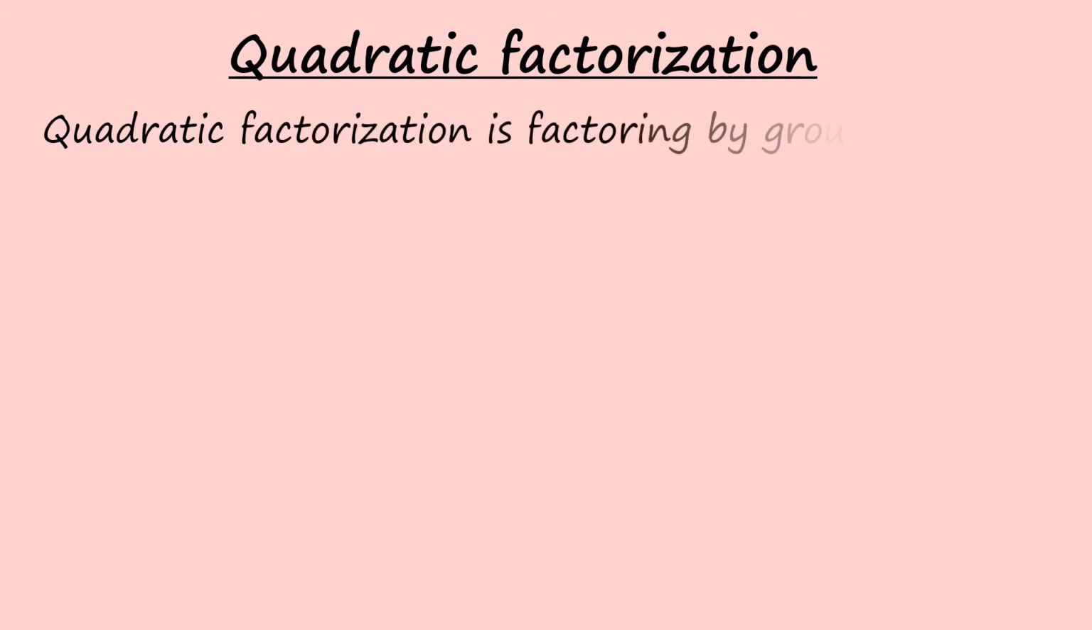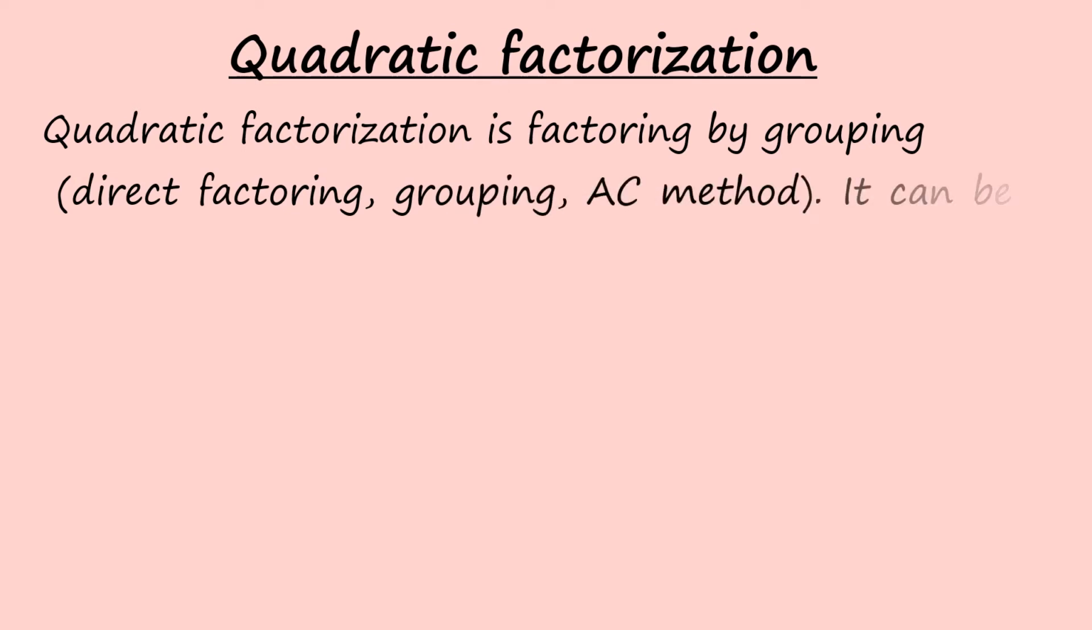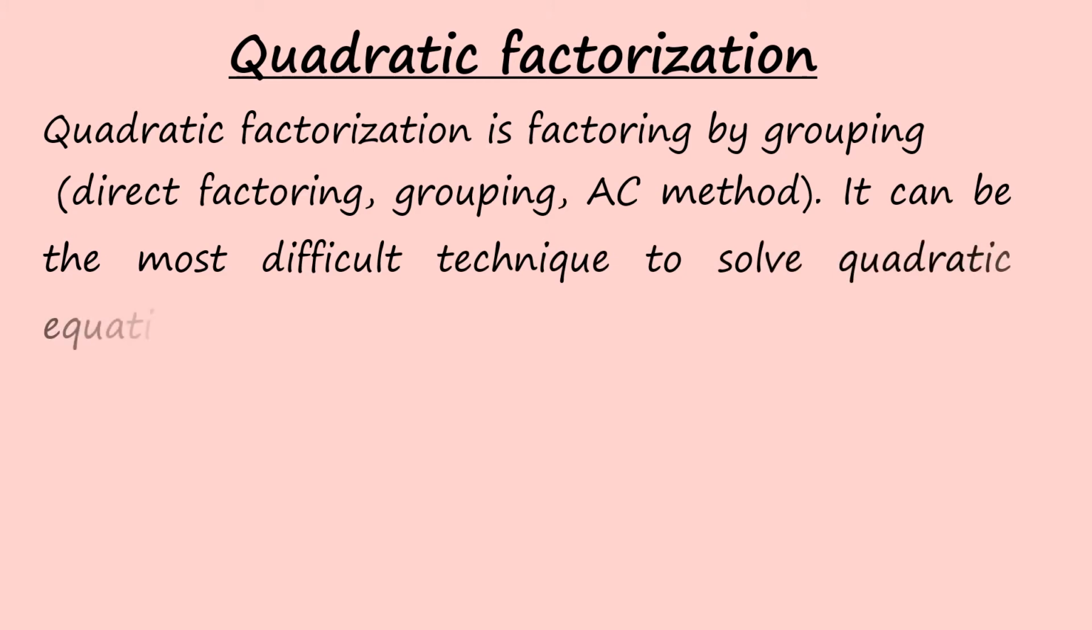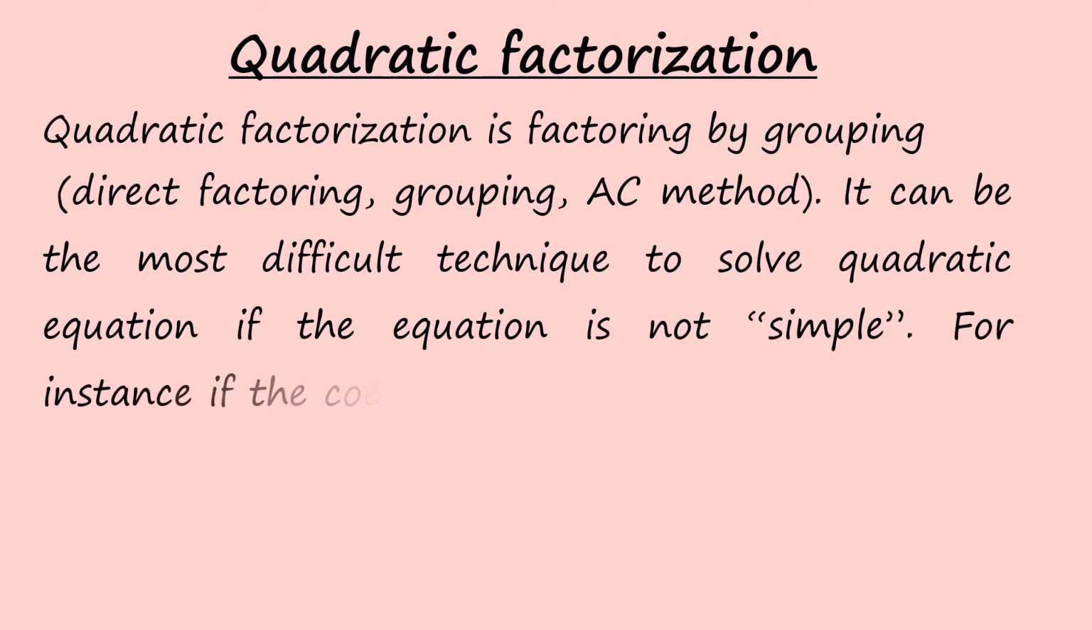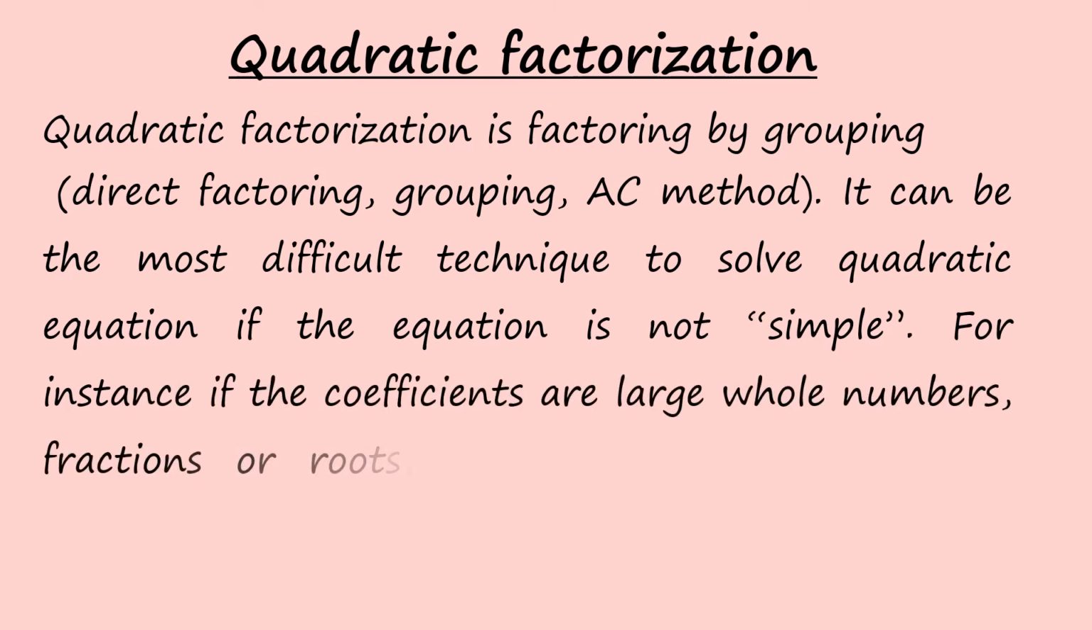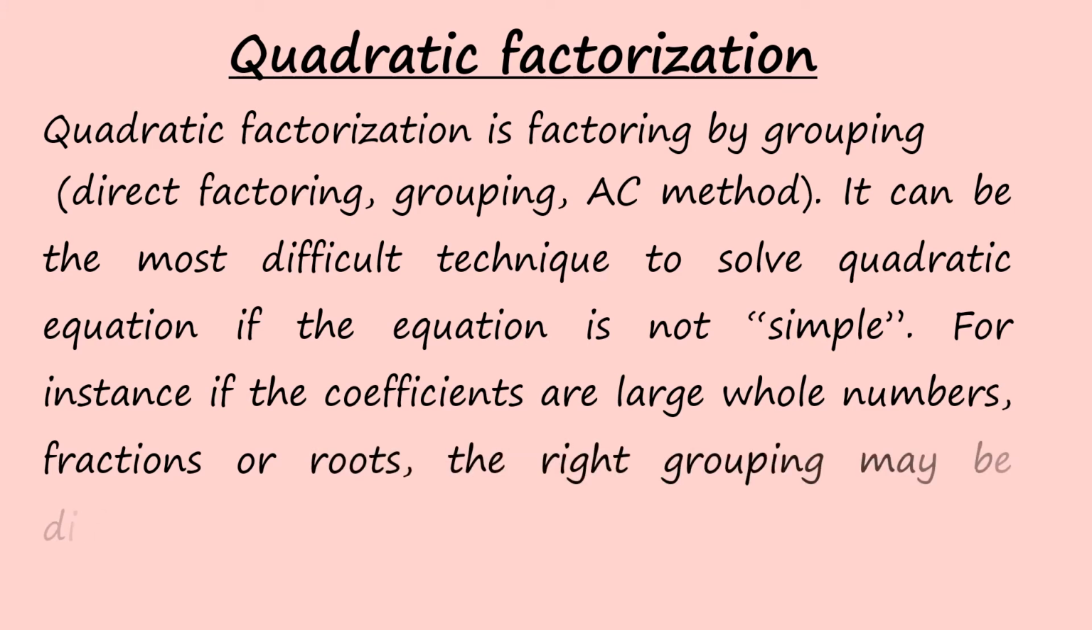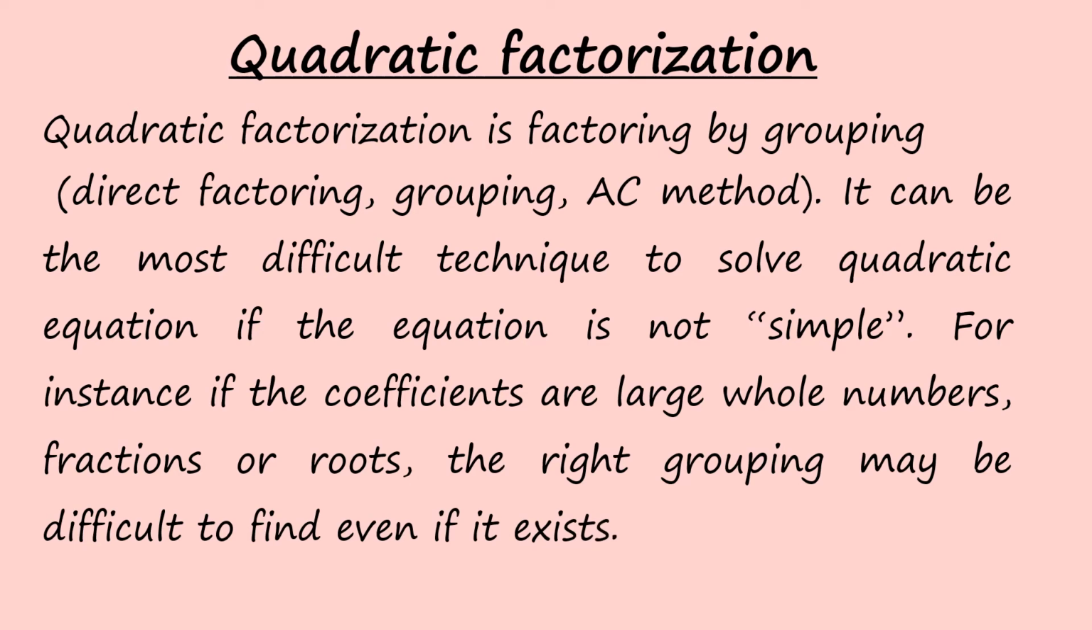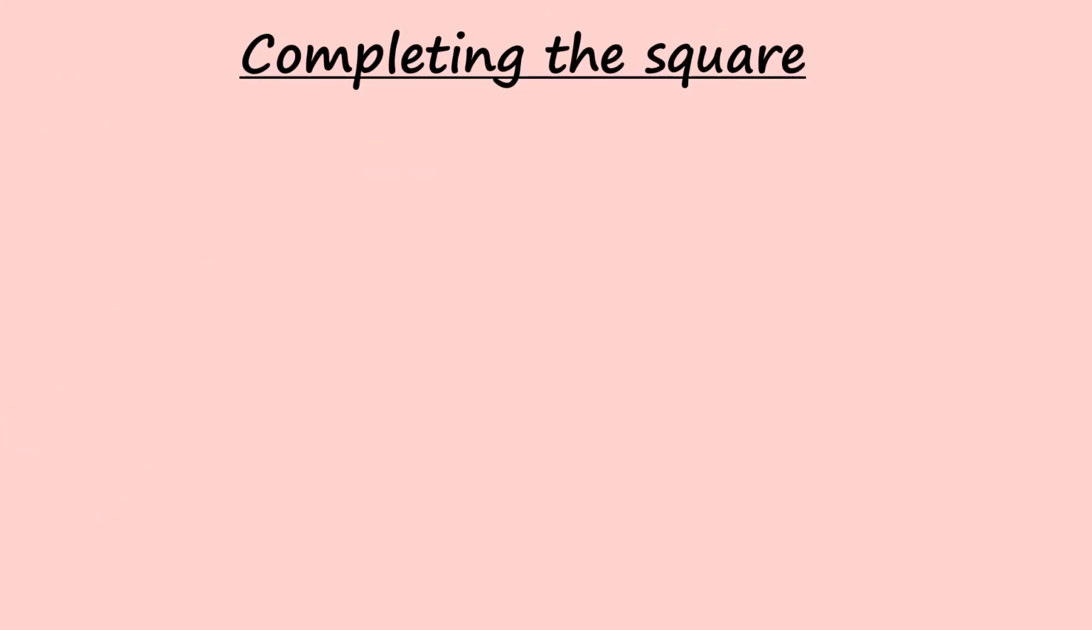Let's consider the first method, quadratic factorization. Quadratic factorization is factoring by grouping. We have direct factoring, grouping, and the AC method. It can be the most difficult technique to solve a quadratic equation if the equation is not simple. For instance, if the coefficients are large whole numbers, fractions, or roots, the right grouping may be difficult to find even if it exists. The next method is completing the square.